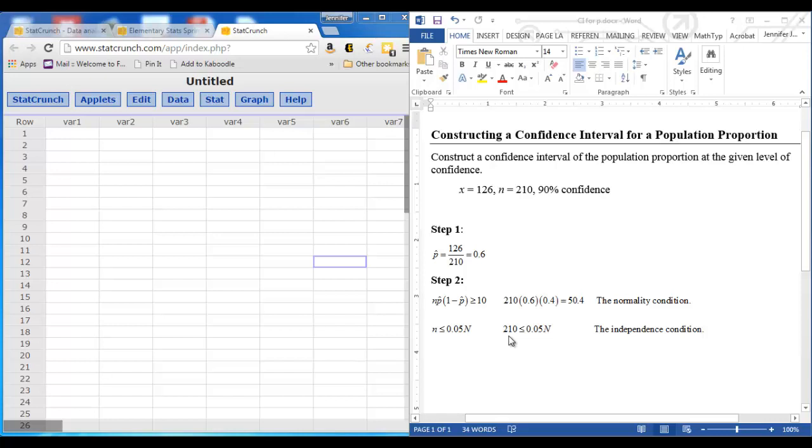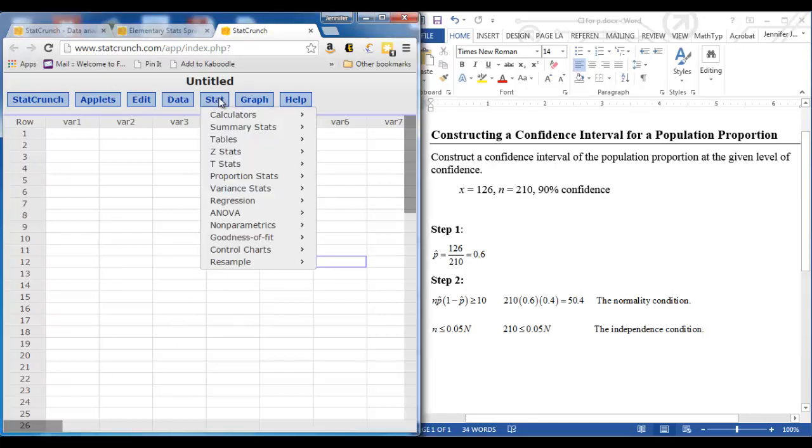Okay, so once you've calculated your p-hat, or your sample proportion, and once you have verified that your normality condition and your independence condition are met, then we want to use StatCrunch to proceed with calculating the confidence interval. So now I'm going to go over into my empty StatCrunch spreadsheet, and I'm going to click on Stat. Then I'm going to choose Proportion Stats because we're working with a proportion. We are going to choose one sample because we are only dealing with one sample.